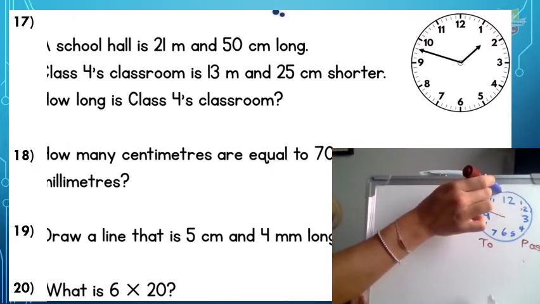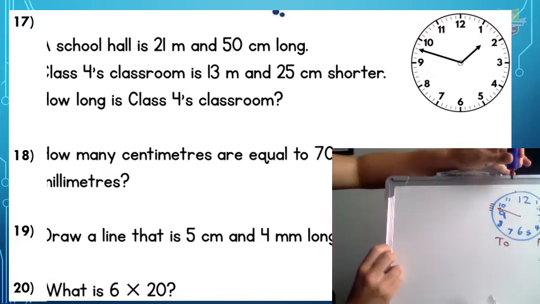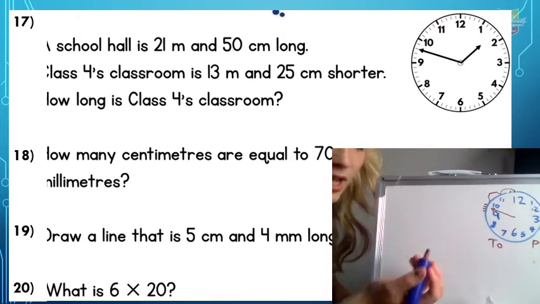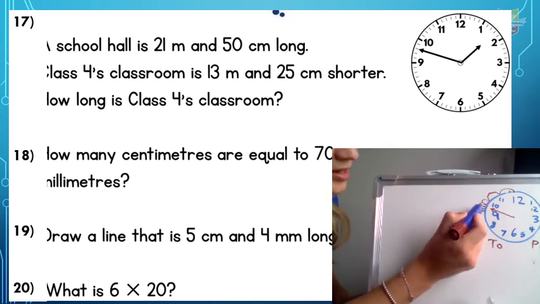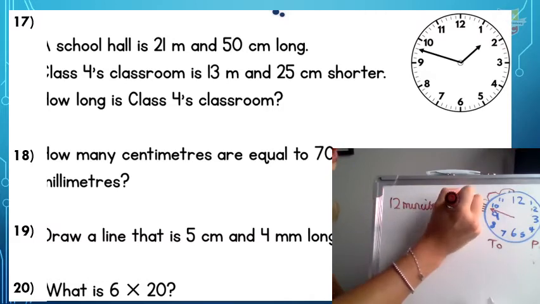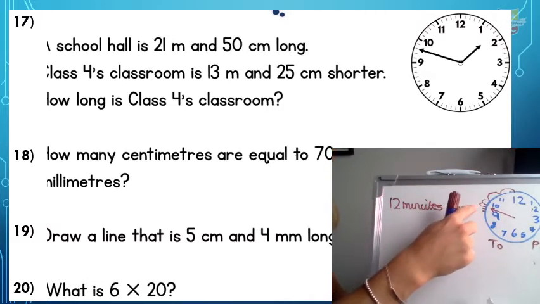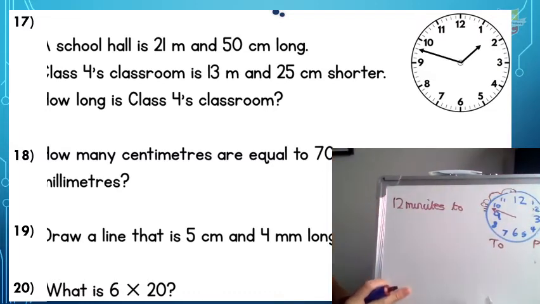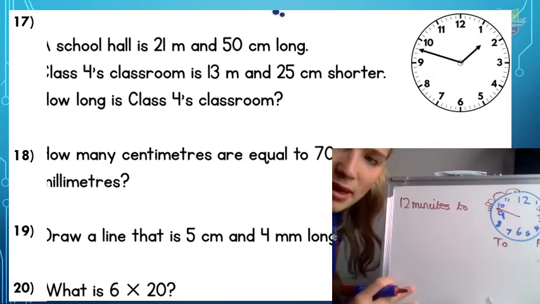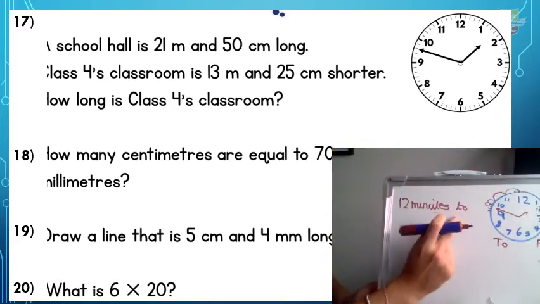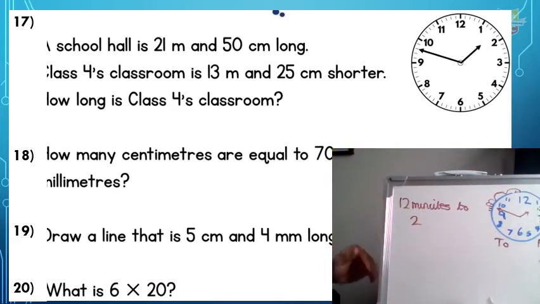So start from 12, and I want to count in 5 to start with, to my nearest whole number. So I will go 5, 10, but it's not on the whole number, so I need to count how many little ones. 11, 12. So it is going to be 12 minutes to, because if you start from there, 1, 2, add 5 is going to be 12 minutes. Then I want to see where my hour hand is. Well, my hour hand is past the 1, but it's on its way to the 2. So we would say it's 12 minutes to 2.